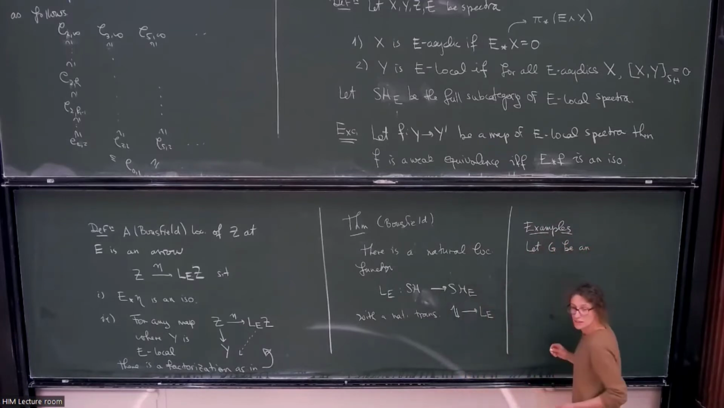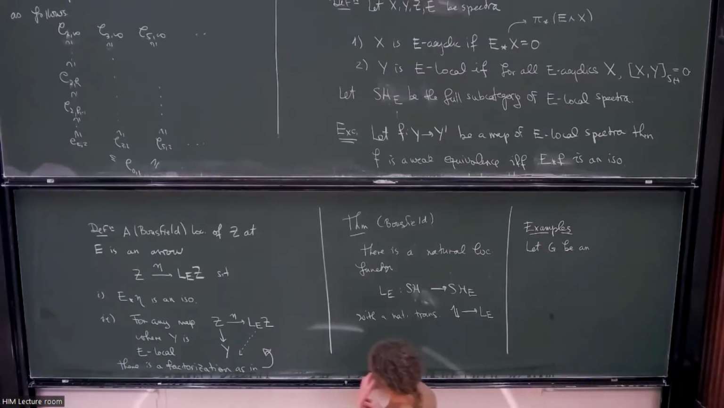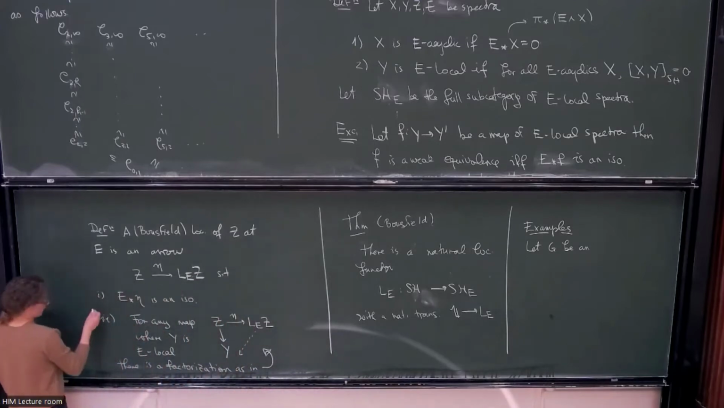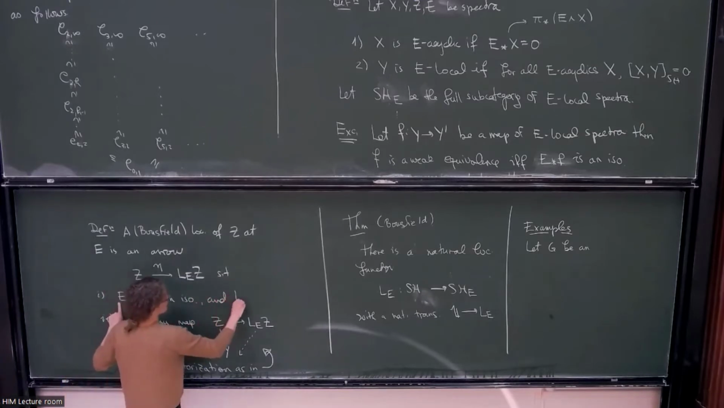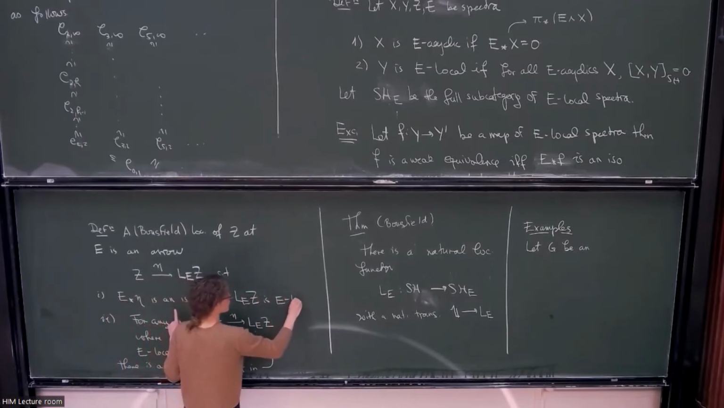Is L_E Z supposed to be local? Oh yeah, thank you. I don't know what comes before that. Usually I put 0 here. And L_E Z is local. Thank you.